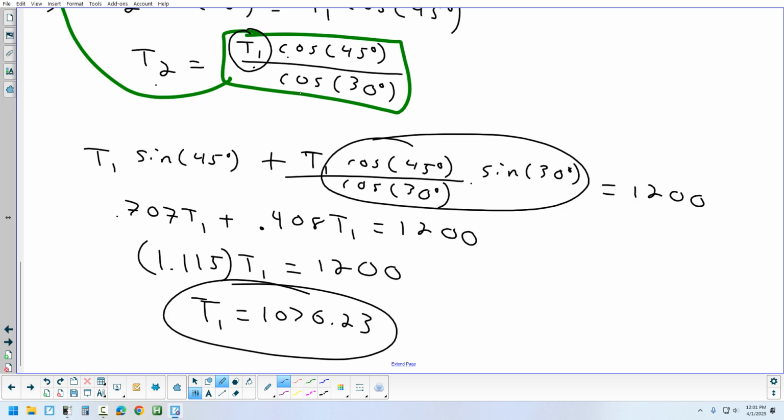Okay, so that's a static equilibrium problem, and there's one just like that in the homework. It's exactly the same steps, just different amount of weight and I think different angles for the cables.